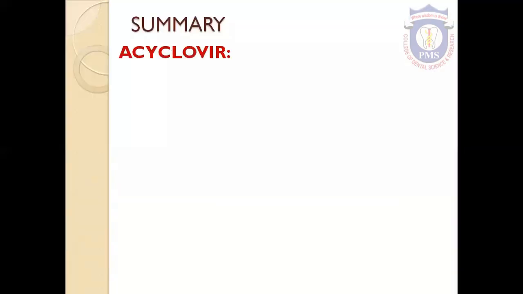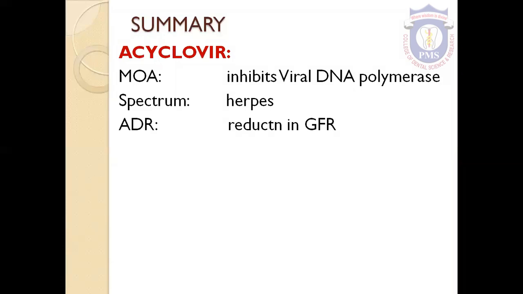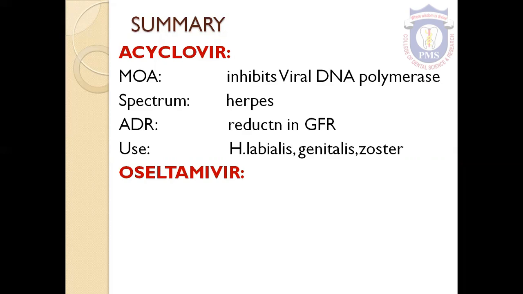Summarize this topic. Acyclovir is an important anti-herpes agent. Mechanism of action: it inhibits the viral DNA polymerase enzyme. Spectrum: it is active only against herpes infections. Adverse drug reaction: there is renal toxicity, with reduction in glomerular filtration rate. Uses: it is used for herpes labialis, herpes genitalis, and herpes zoster.